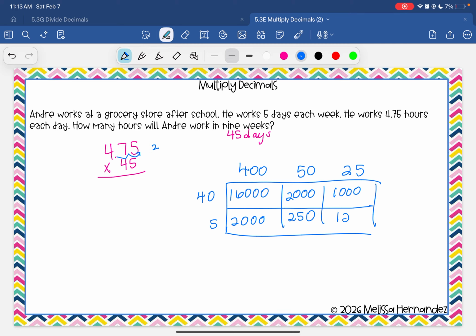I'm just adding 2 numbers at a time. I'm showing you what I ask my students to do. I do have some kids that are very comfortable with the standard algorithm, and I'm okay with it. At the end of the day, as long as you get the right answer.